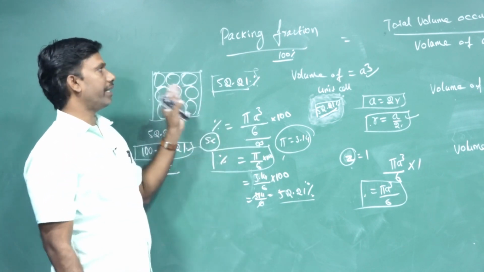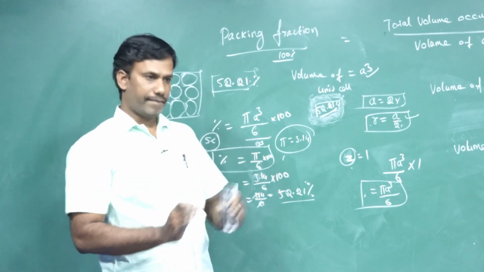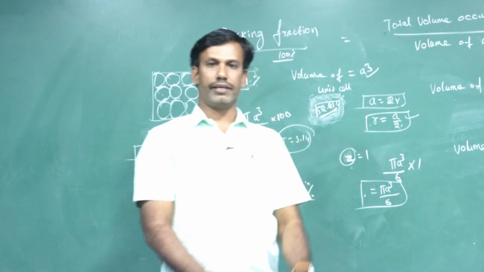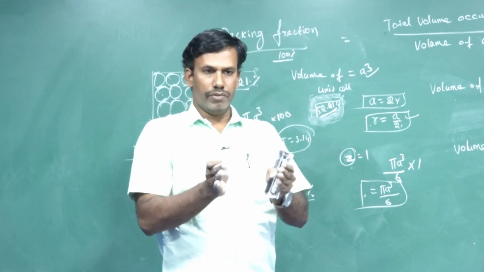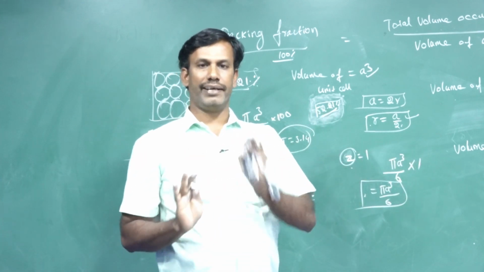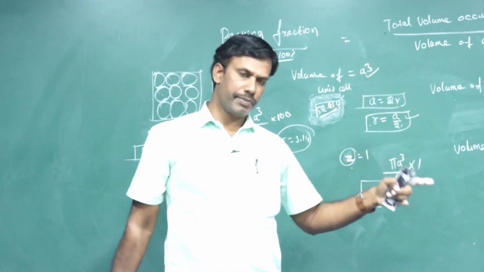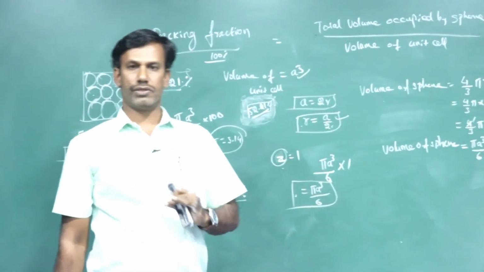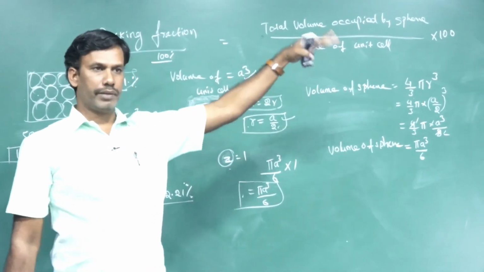Okay, this is the packing fraction or packing efficiency. Once again, let me explain what packing fraction or efficiency is. Packing efficiency is nothing but, out of the entire total volume, how much volume is occupied by the sphere. That is called the packing efficiency. So the formula: total volume occupied by the sphere divided by the volume of the unit cell into 100. Then the volume of the sphere is 4 by 3 pi r cube.